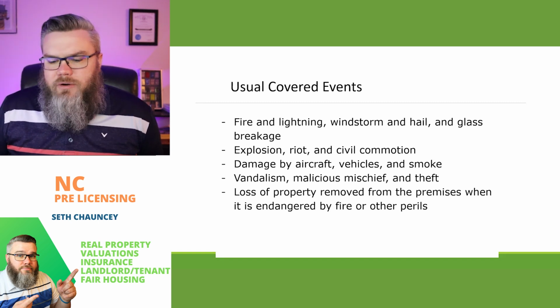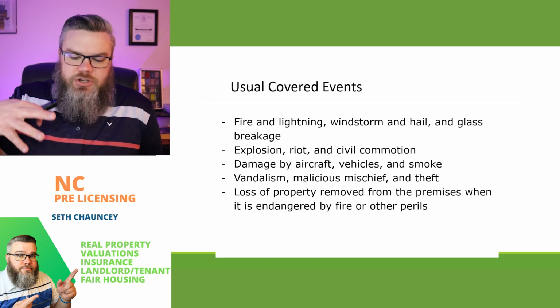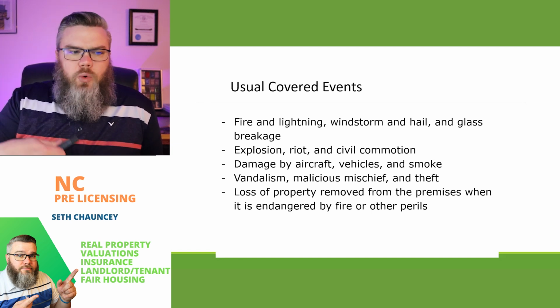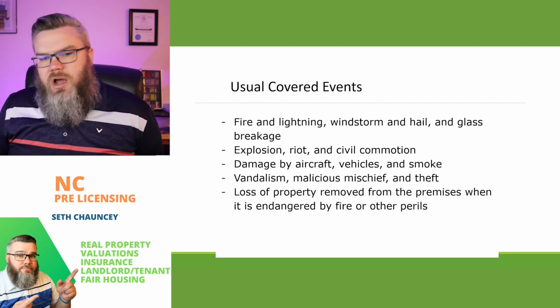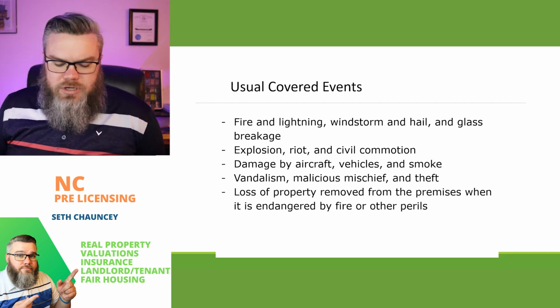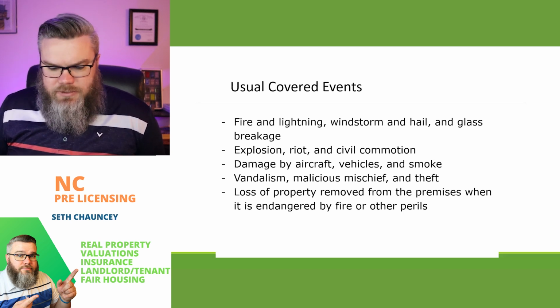Basically, when you have full coverage, it covers a bunch of things, and then it would name certain things it doesn't cover. There is a lower tier policy that would only cover very specific named perils. That is an HO2, which is not sufficient for most lenders. What we are talking about, the standard homeowners insurance policy, is called an HO3 policy.